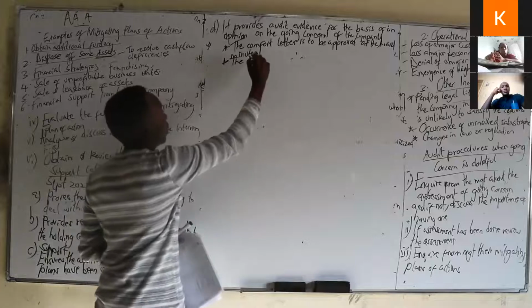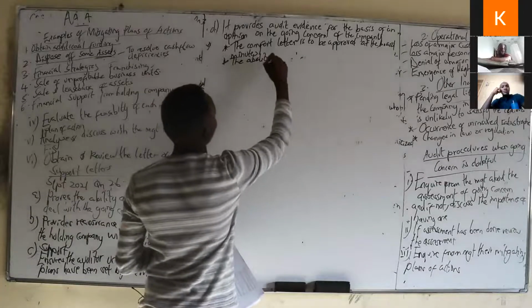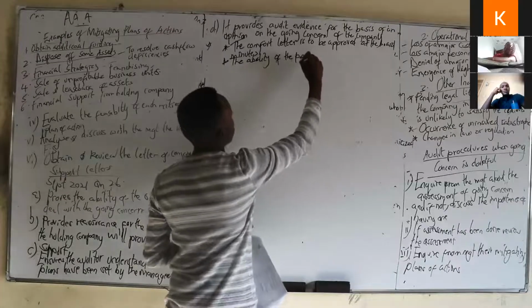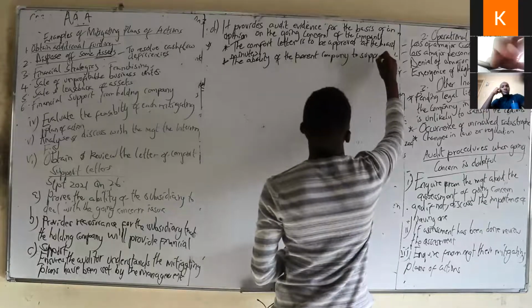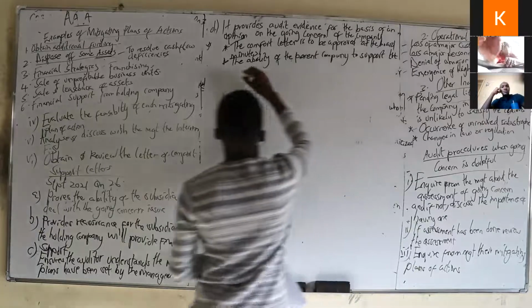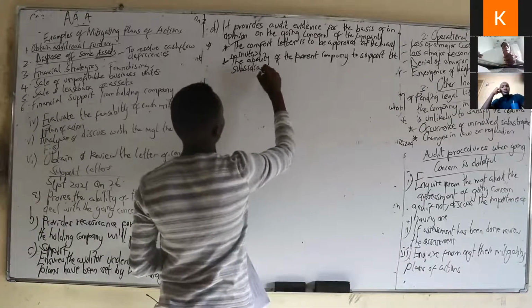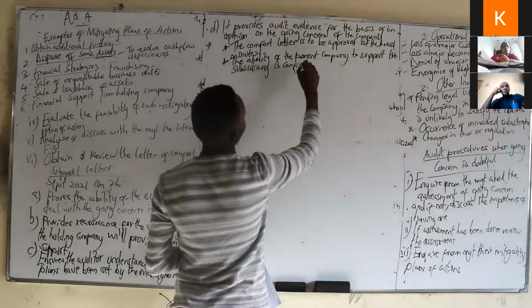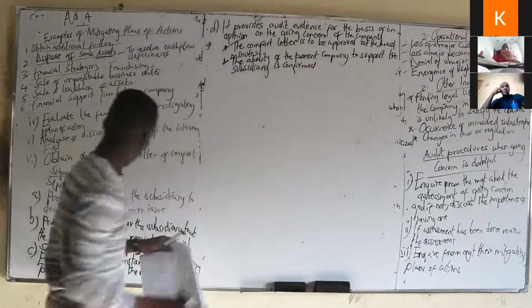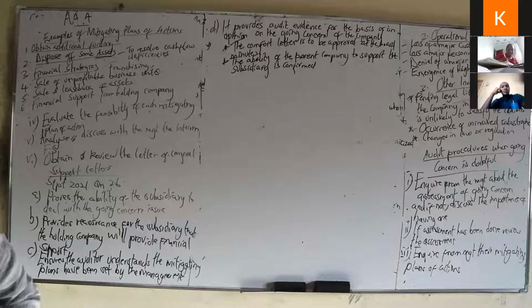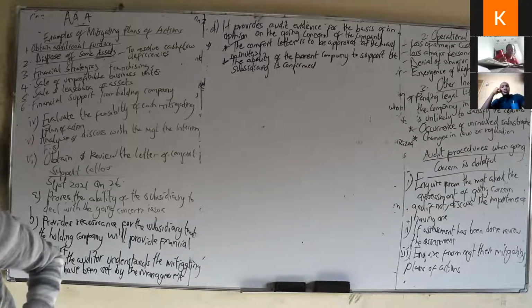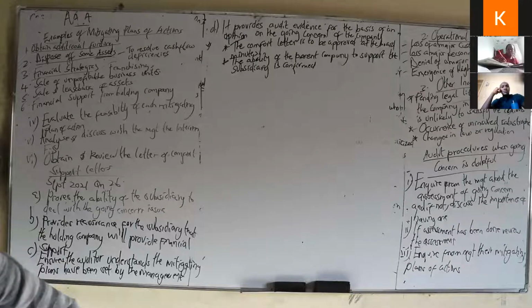to support the subsidiary is confirmed. So these are some of the roles of the support letters in this case. So that is on the auditor's responsibility also relating to this going concern.